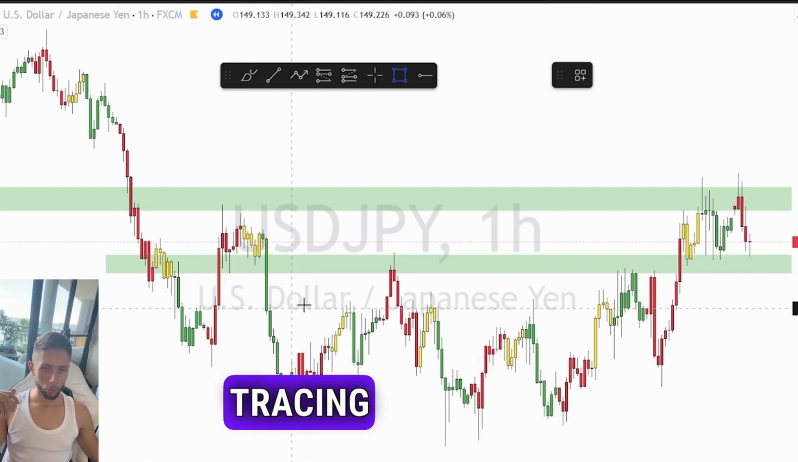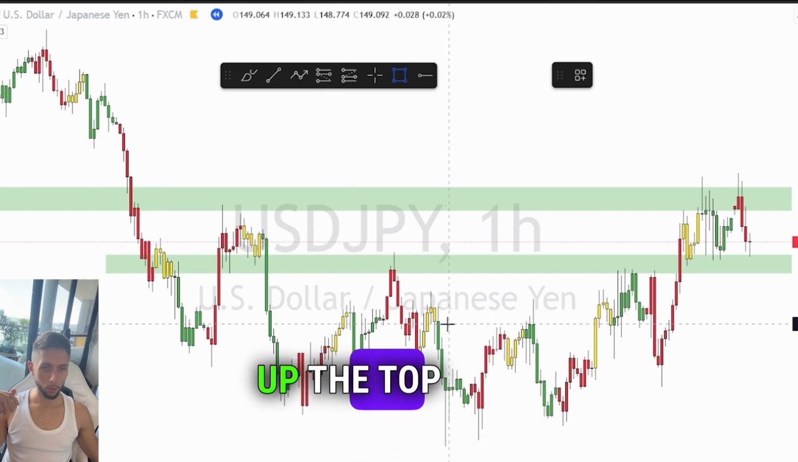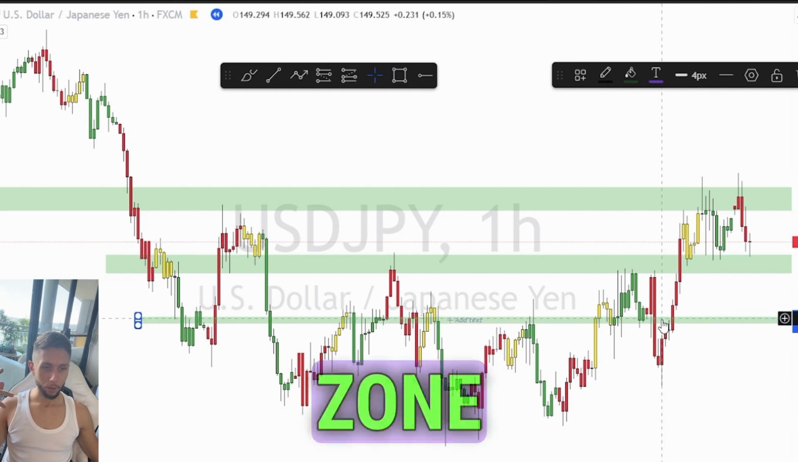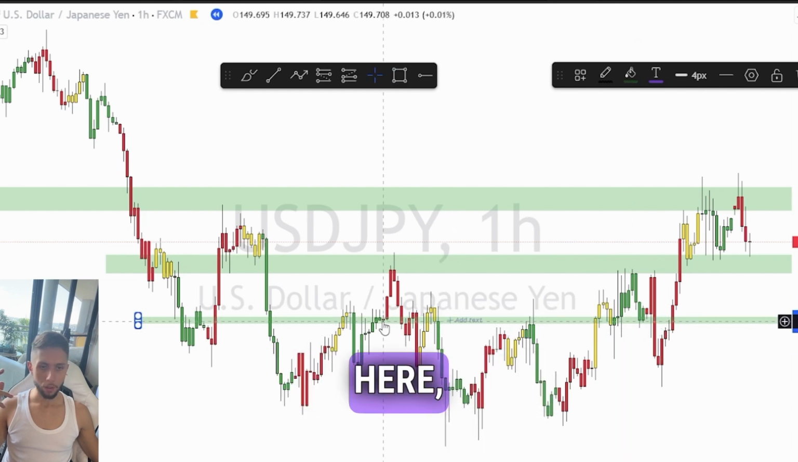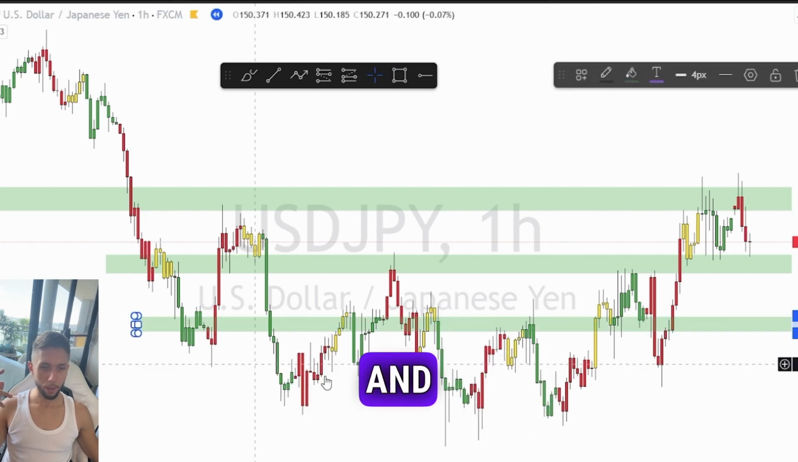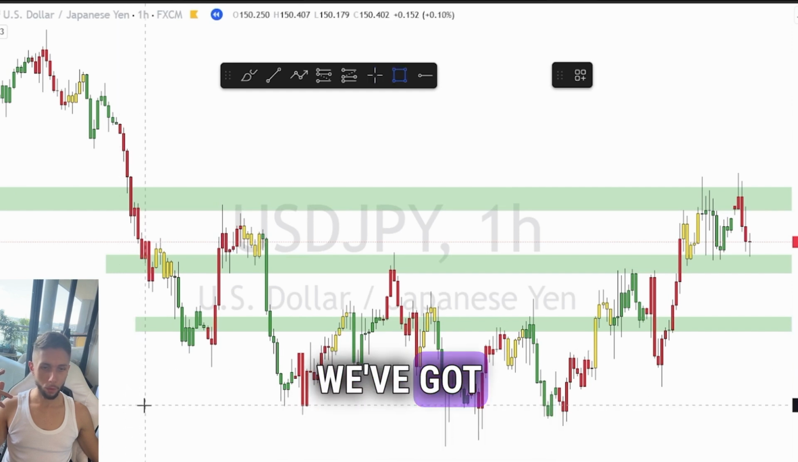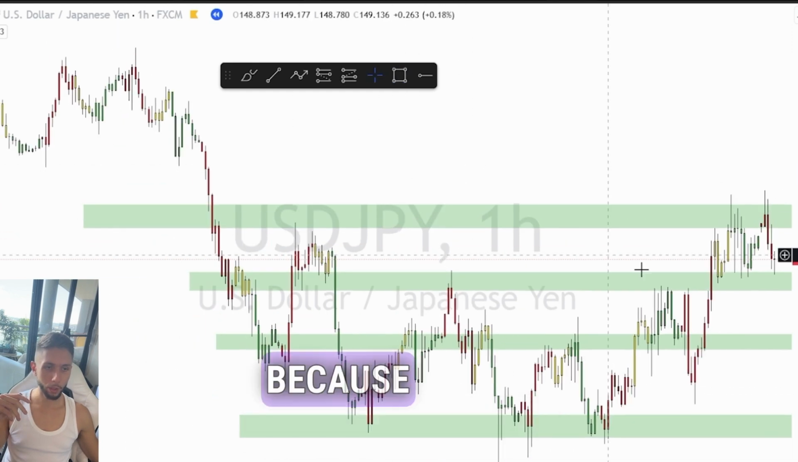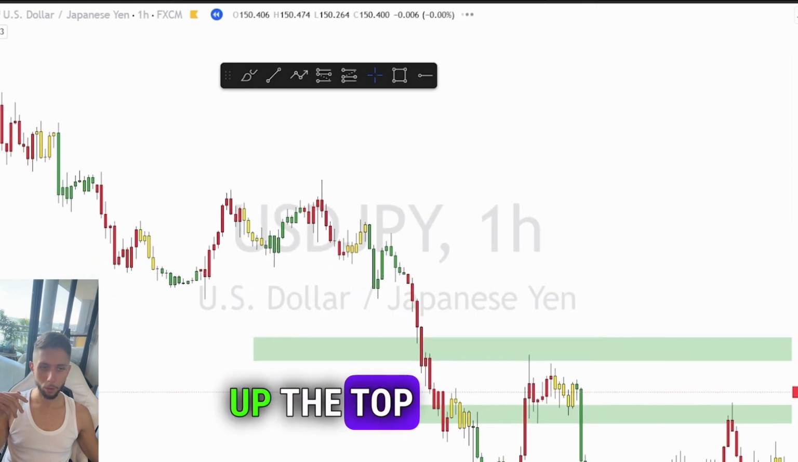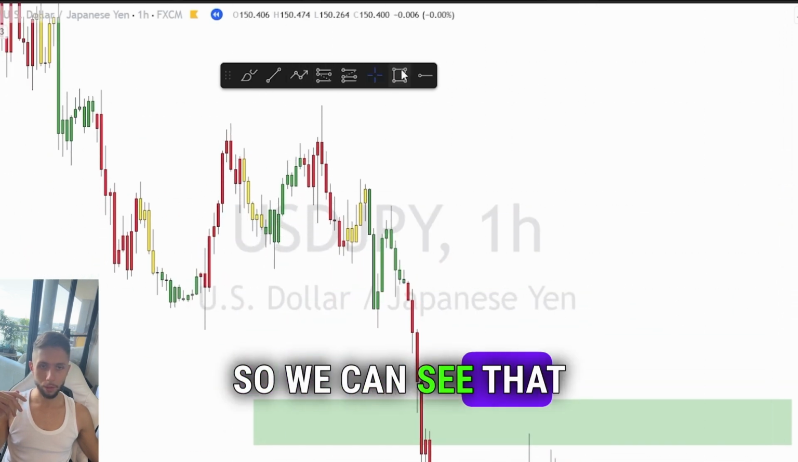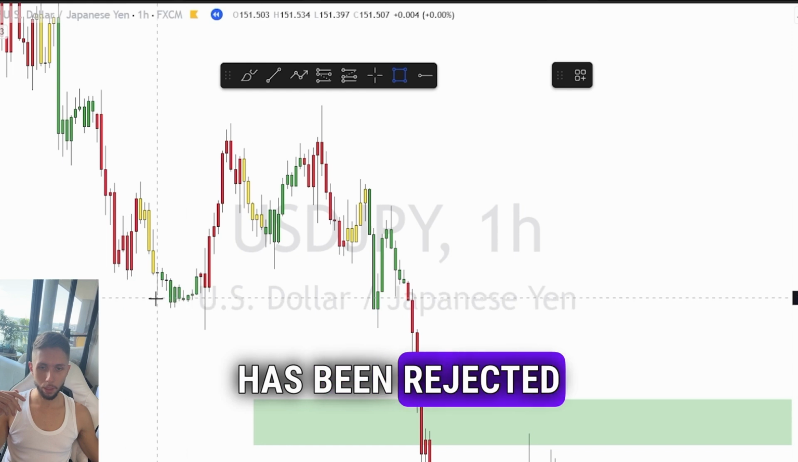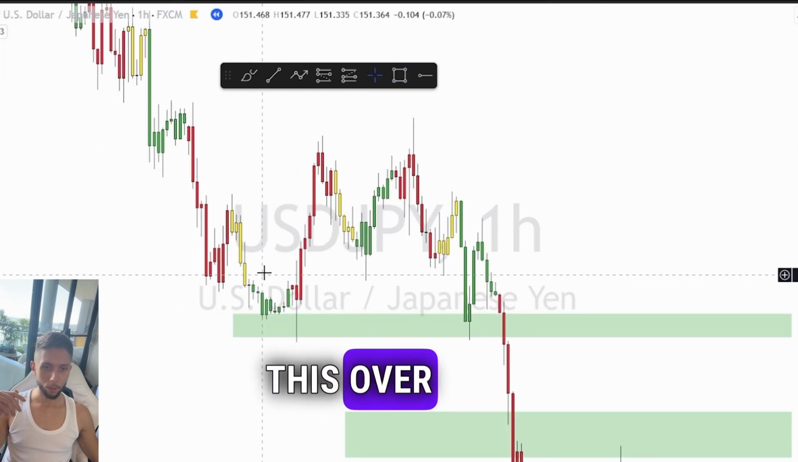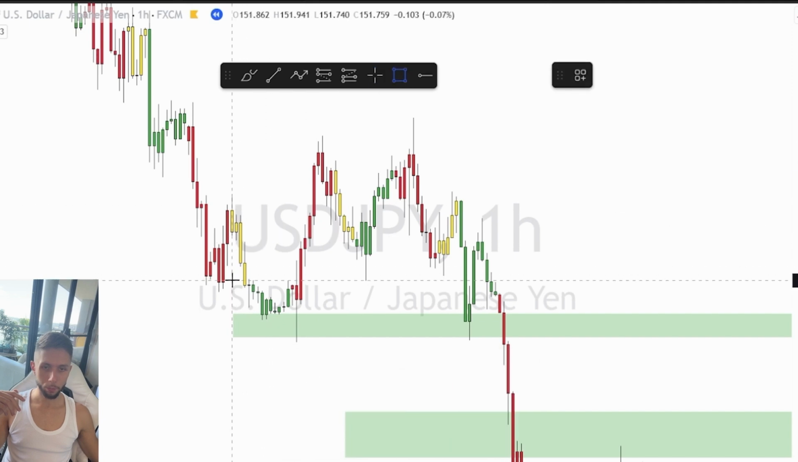Likewise, we'll continue tracing our zones. So you can see we're rejecting up the top here, up the top here, up the top here. So this is clearly a zone that's being rejected. So rejected here, here, here, here, and here. And down the bottom, we've got these zones just over here as well. Now we'll just trace, because price's in here, fill up the top as well. So we can see that this area here has been rejected twice. So we'll trace this. This over here we can trace as well.